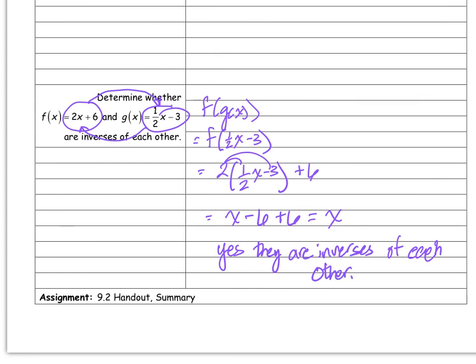Okay? So someone in the other class asked if I could just take one of them and find the inverse by exchanging x and y. That's not what they're asking here. They want you to determine if they're inverses of each other. That means I need to put them inside of each other and show that they equal x. That's how I'm doing this. If it says find the inverse, then I can exchange the x and the y and find the inverse. But this says determine if they're inverses of each other, so I have to put them inside of each other and see that they equal x. That's the difference between the directions.